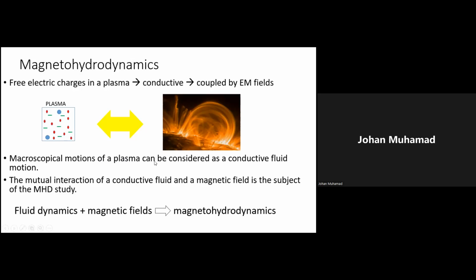And because it's a conductive fluid, if we have a magnetic field, then of course it will interact with the magnetic field. So the mutual interaction of a conductive fluid and a magnetic field is the subject of the MHD study. So MHD studies the plasma interaction with the magnetic field and the mutual interaction between these two constituents. So we must know about fluid dynamics and the magnetic fields. And then if we combine this knowledge, we can get magnetohydrodynamics.